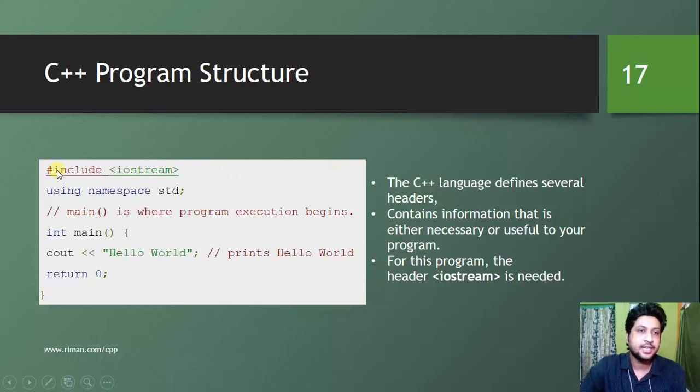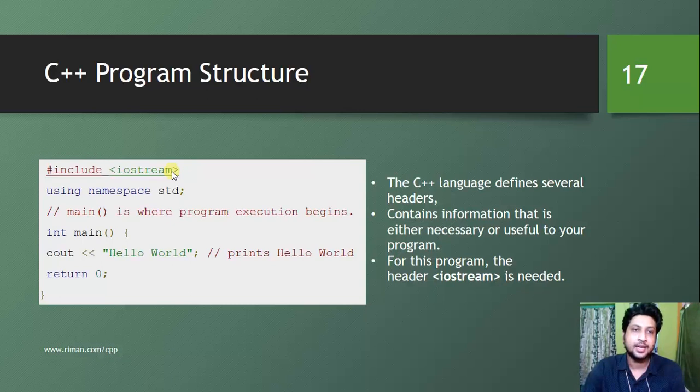As you can see, this include statement. We already know from C language that the include statement is used to import header files. So iostream.h is a needed header file for C++ programming. Like in C we need stdio.h, here we need the iostream header file that contains all the necessary information required for a C++ program to execute successfully.